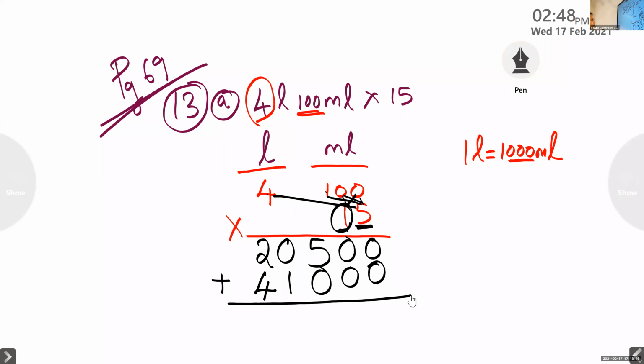All of you do this faster. Please take page number 69. We are doing question number 13A, that is 4 liter 100 ml multiplied with 15. I told you we had to write the liter and ml properly: below liter write 4, below ml write 100. Remember there should be 3 digits in the ml part, because in the question it is 3 digits, so no problem. Now children, add and find out the answer alone.